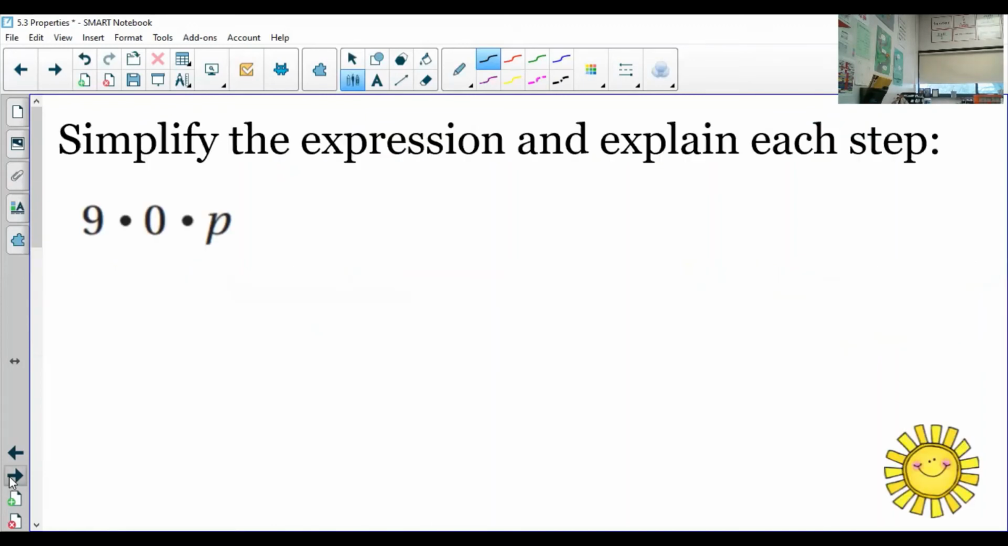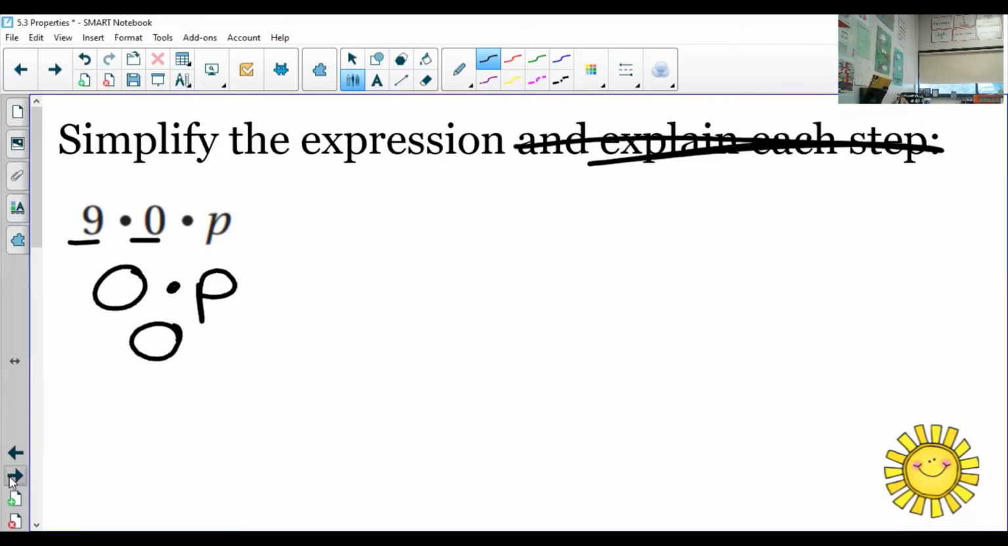Okay, so let's use those properties, addition and multiplication, and simplify these expressions. The directions say to explain each step, but we actually don't have to worry about that part. So we're just going to go ahead and simplify it. So 9 times 0 times p. The 9 and the 0 don't have variables, so those we can combine, and they're already right next to each other. So what's 9 times 0? 0. And what's 0 times p? Well, we kind of already covered this, right? But officially, it's going to be 0. That one's easy. Let's look at another one.